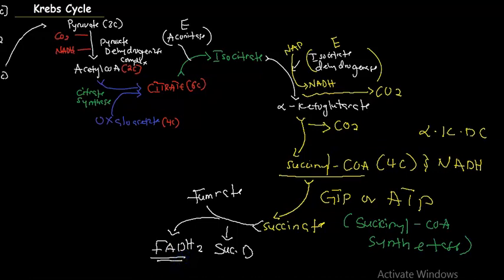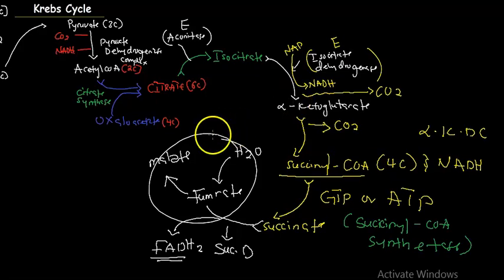At this point, water will be added to fumarate in order to produce what we call the malate. Notice that this conversion will simply happen with the help of an enzyme. This is the enzyme, fumarase. Also keep in mind that the malate is a 4 carbon compound. Let's write 4C in bracket.